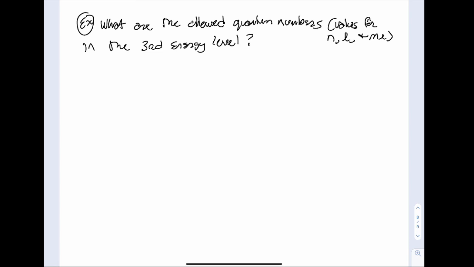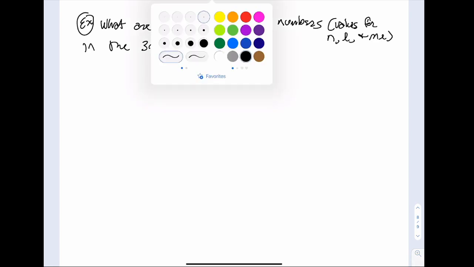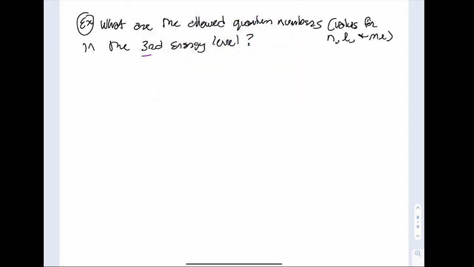So if we're in the third energy level, what are my possible values for N, my possible values for L, and my possible values for M sub L? If we're in the third energy level, that means that N is equal to 3. So that's my value for N. Remember that my values for L go from 0 to N minus 1. So for L, I get 0, 1, and 2.